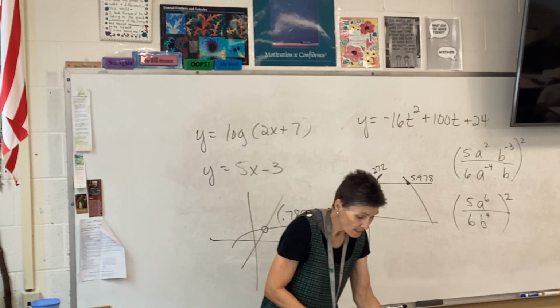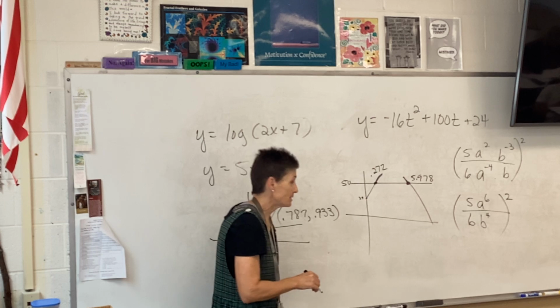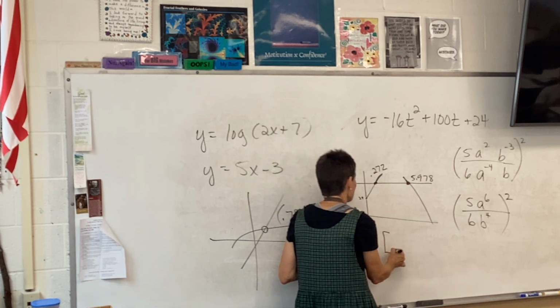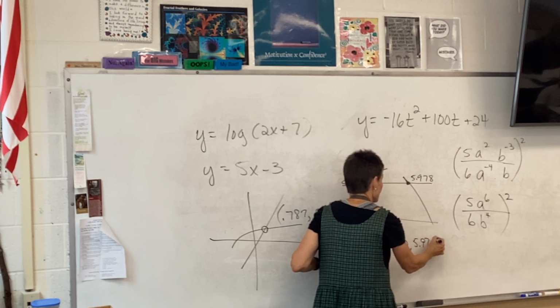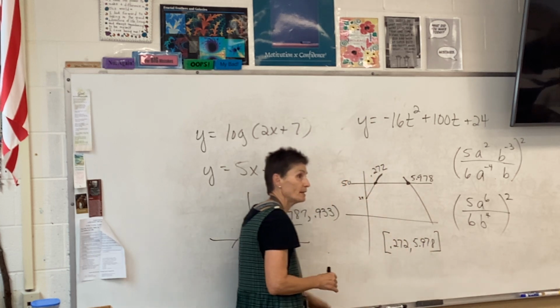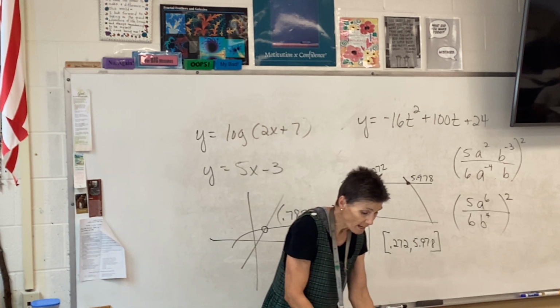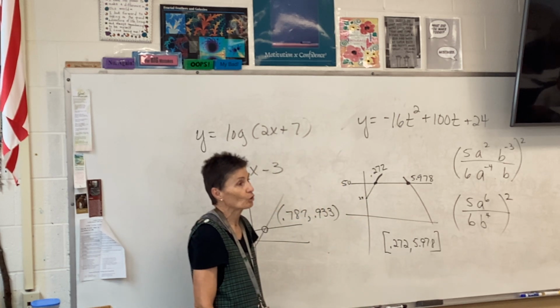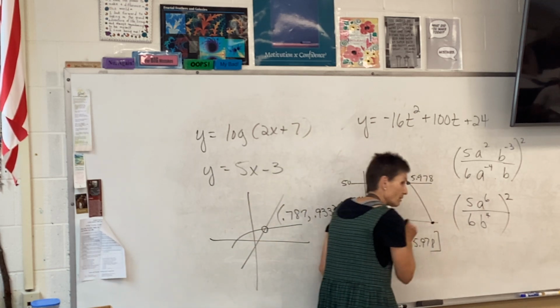So when will the height above the ground be at least 50? Everything in between 0.272 and 5.978. Does that make sense to you, Julia? Okay, so that's when we're at least 50. When will the object hit the ground? So now we're looking for that point right there.